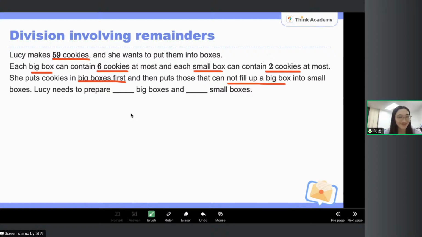Got the answer? Okay, let me check. Some students said the big one is 9, the small one is 2. Okay, I see a different answer, big 9, small 3. What about the other students? 9, 2 or 9, 3? Read the question carefully.